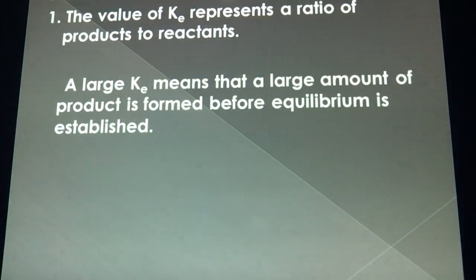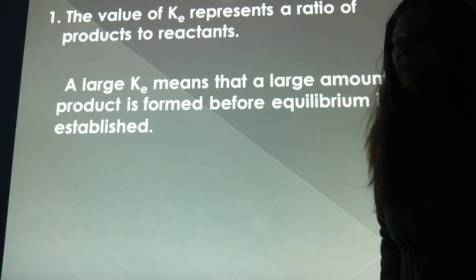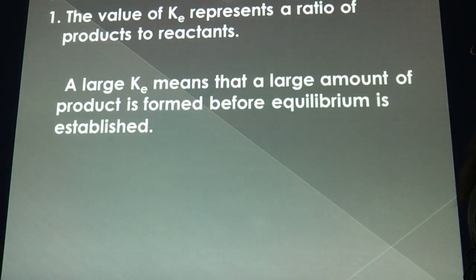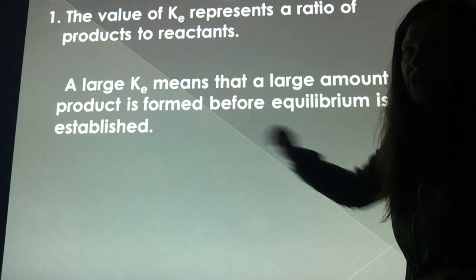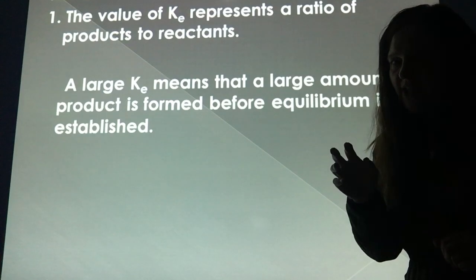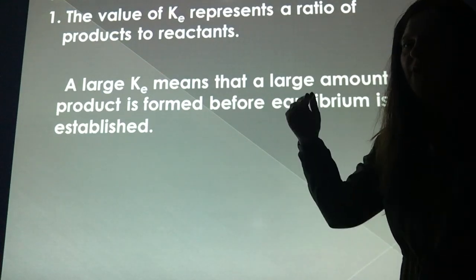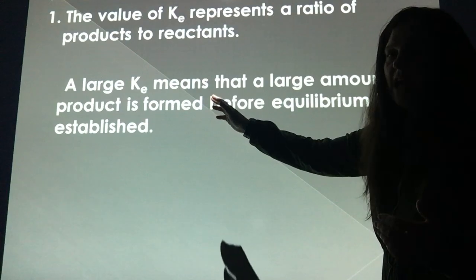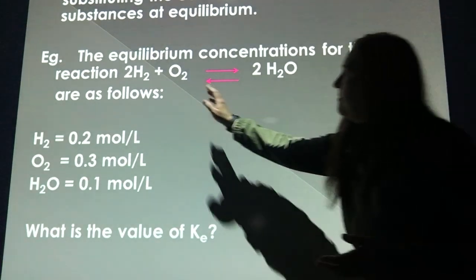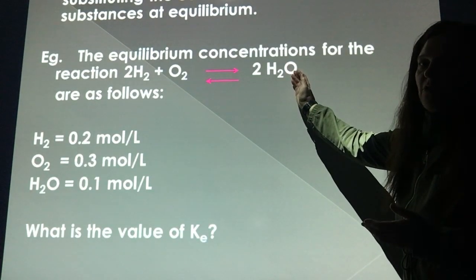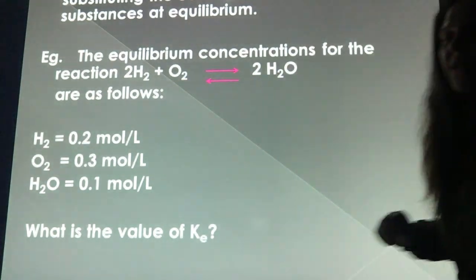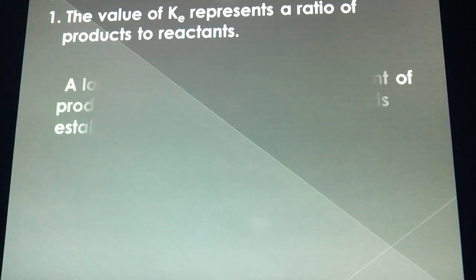Okay, so a couple of things to note. So what does that Ke value mean? Why do I care? Why do I need a number for Ke? It represents the ratio of products to reactants. The larger the Ke value you get, that means a larger amount of product is formed before equilibrium is established. Remember, at equilibrium doesn't mean you have the same amount of product and reactants. The rates are equal. If you have a large Ke value, then you're more favored to the right. More products are formed before you hit equilibrium. If you have a small Ke value, you're more favored to the left on the reactant side. That's what it tells you about a reaction.